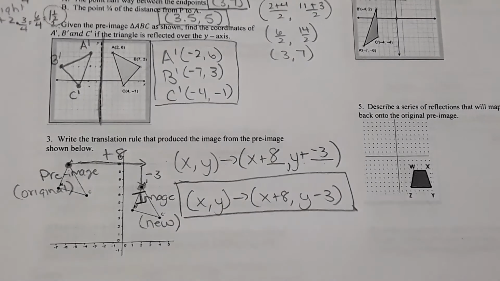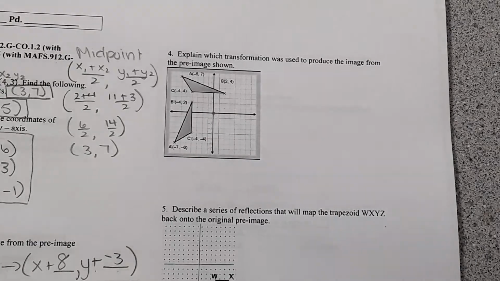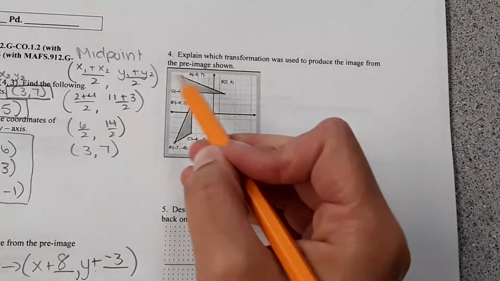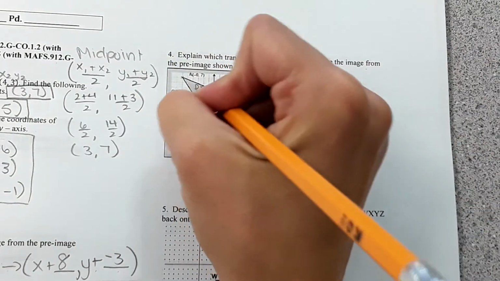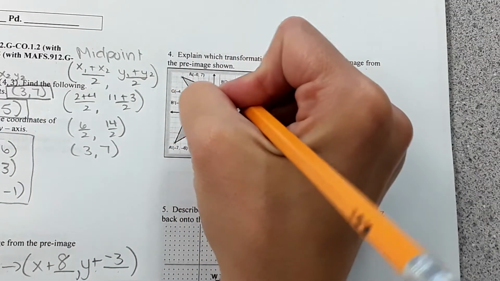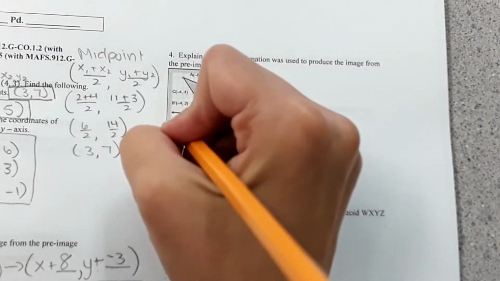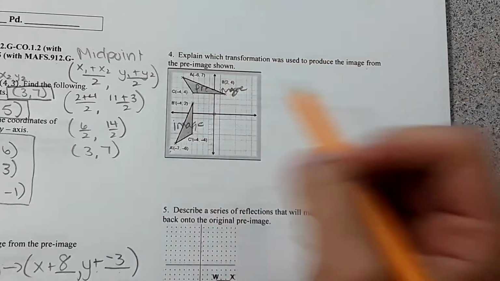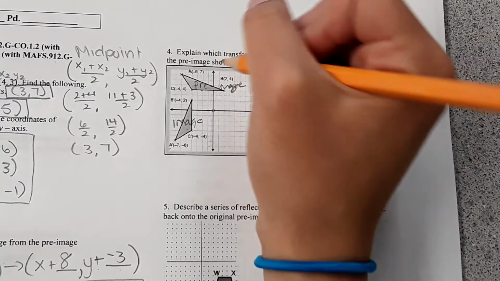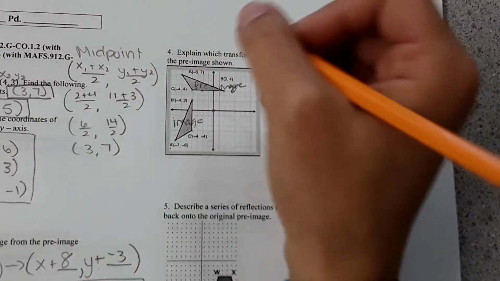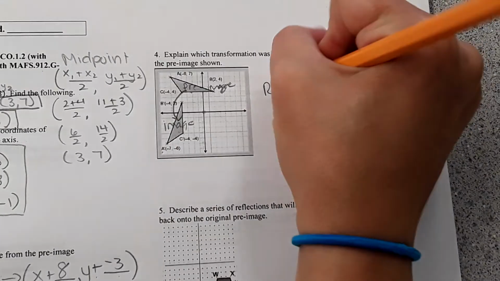Number 4, they actually get simpler from here on out. Number 4, it says explain which transformation was used to produce the image from the pre-image shown. So we see A, which is the pre-image. And then here it's showing A prime, B prime, C prime, so this must be the image. So it's saying going from pre-image to image. It's definitely not a reflection, it's not a dilation, it is a rotation. They're rotating it here. So it is a rotation.